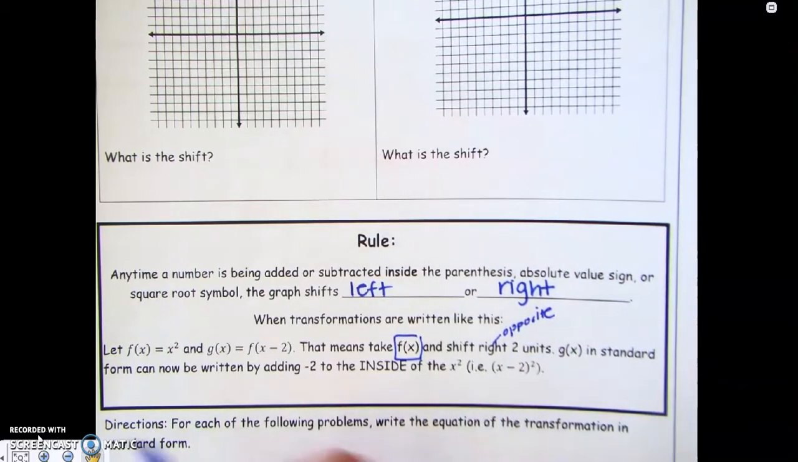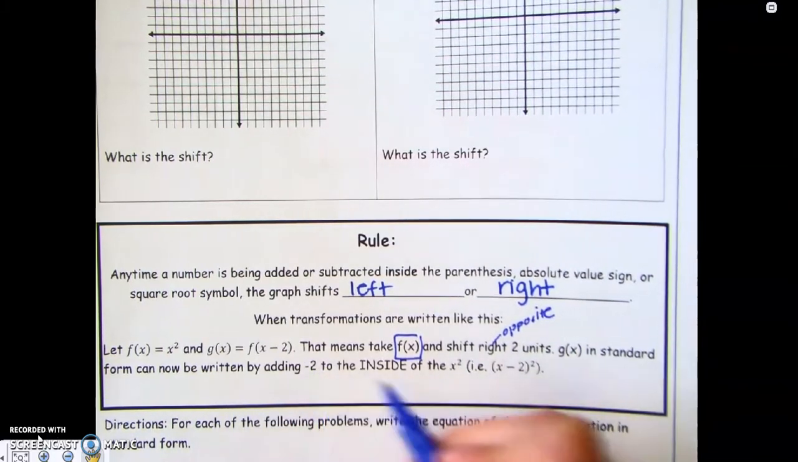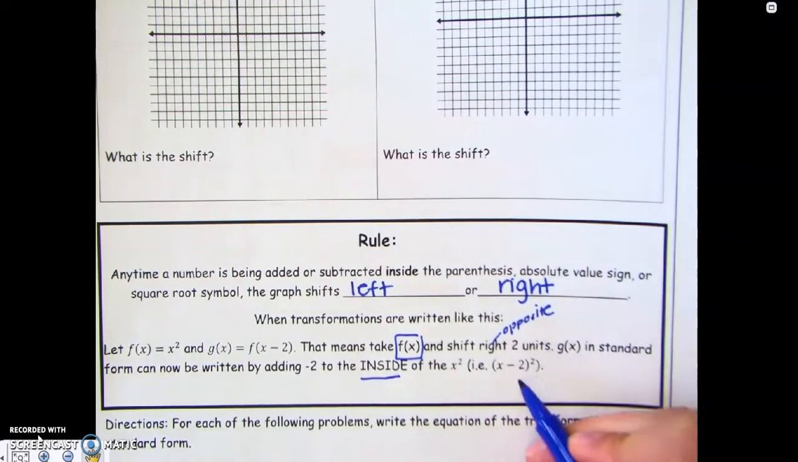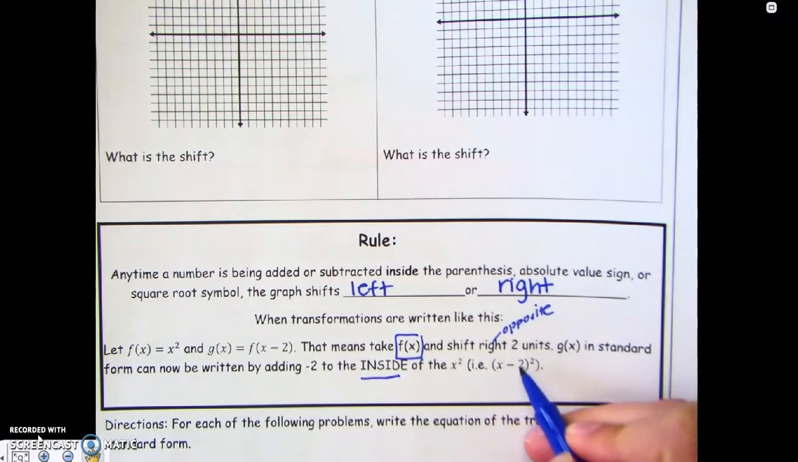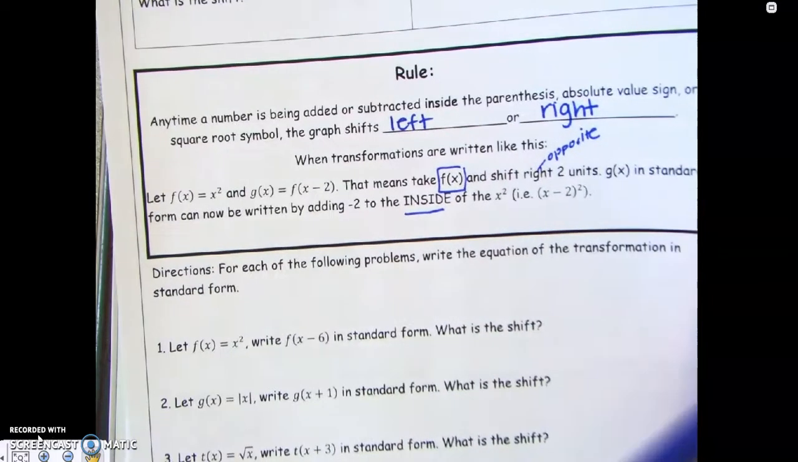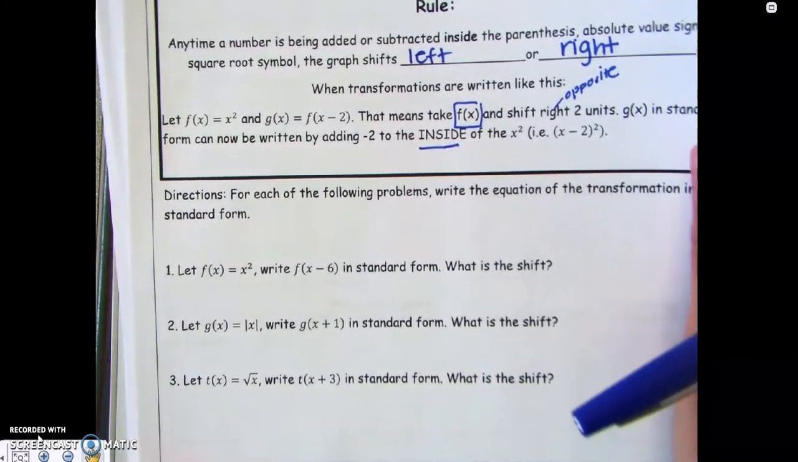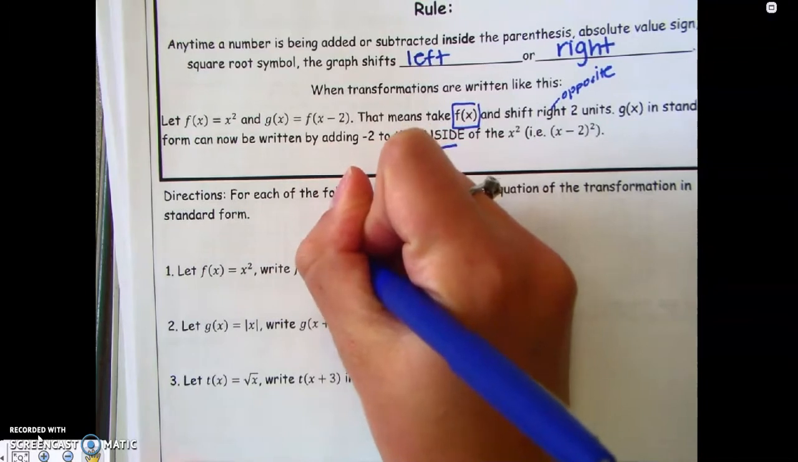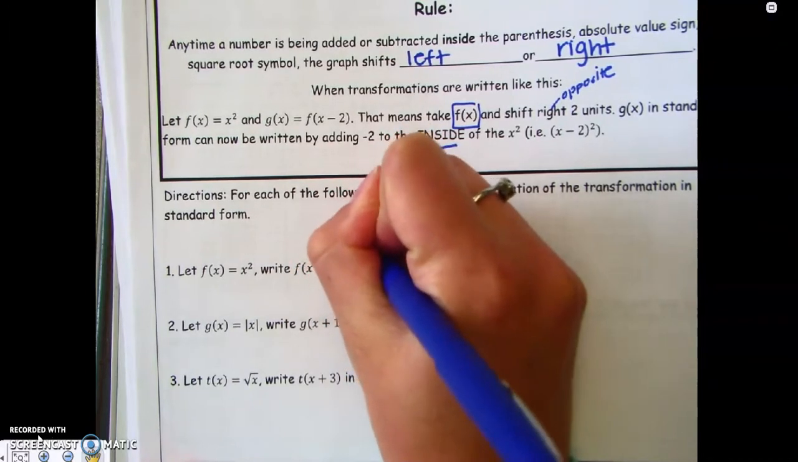So g of x in standard form can now be written by adding the negative 2 inside the x squared. So instead of writing it on the end like we did with vertical shifts, it'll be written right next to the x, and you can put parentheses around it. So in the problems below, you're doing the same type of thing we did in the vertical, but now horizontal. So this tells me I have a horizontal shift to the right, so right 6 units.